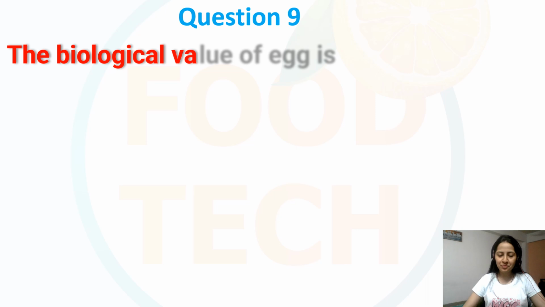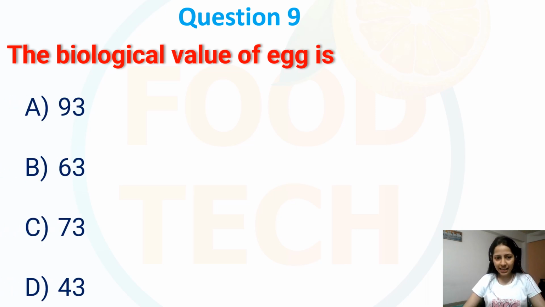Next, question number 9. The biological value of egg is. My options are 93, 63, 73, and 43. The biological value, that is BV of a protein, is a measure of the proportion of the absorbed protein from a food source that becomes incorporated into the protein of the organism's body. The biological value of egg is the highest among any of the foods. So over here my correct option will be 93, that is option number A.